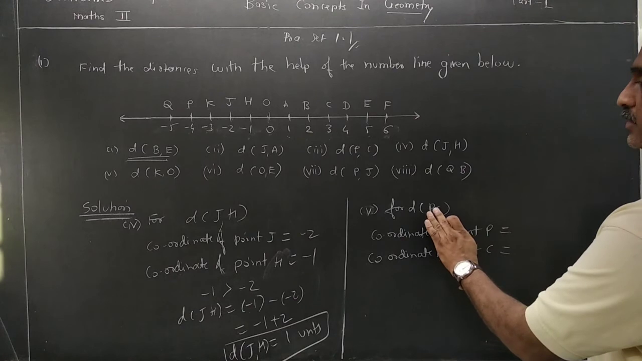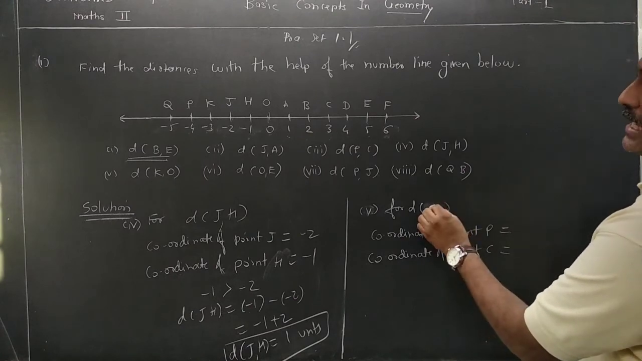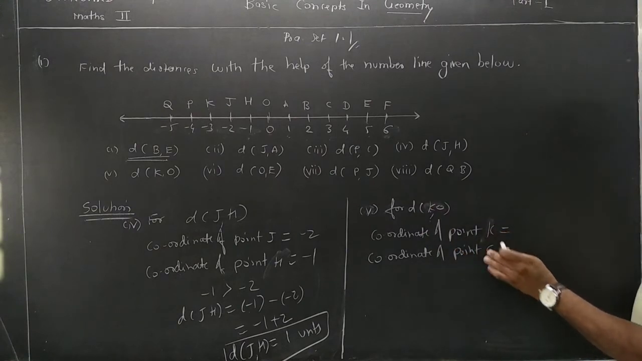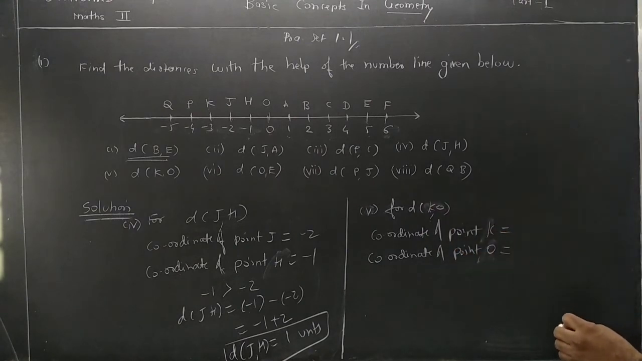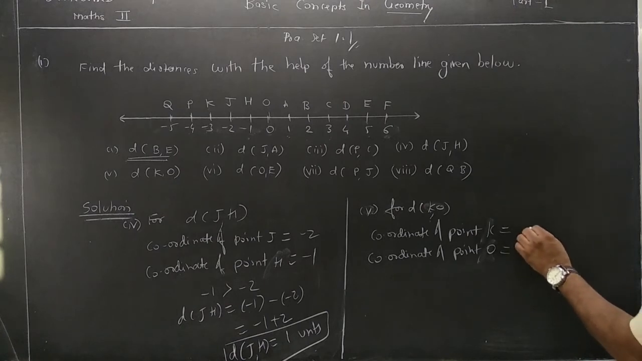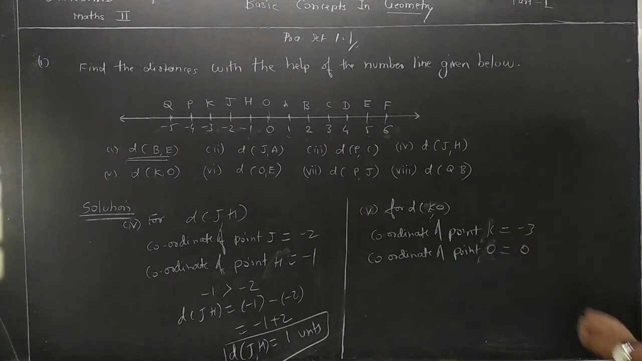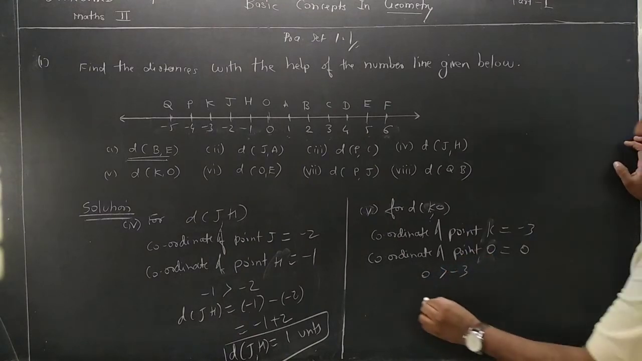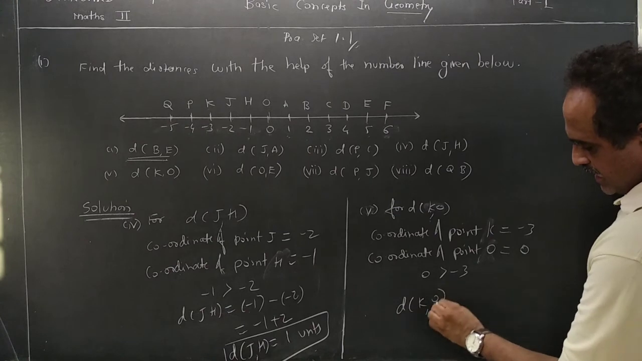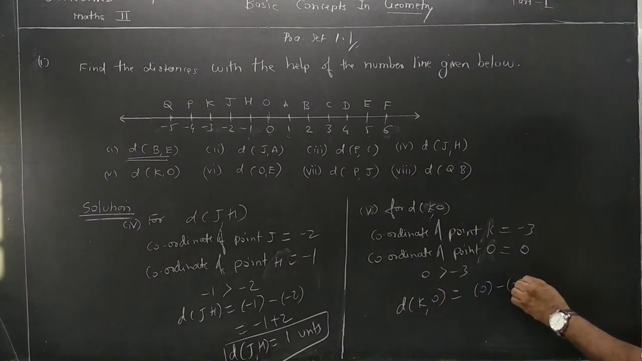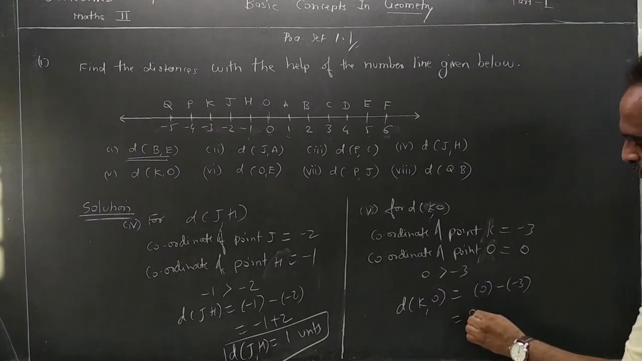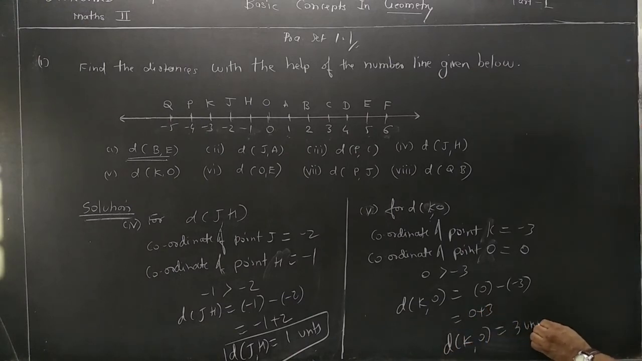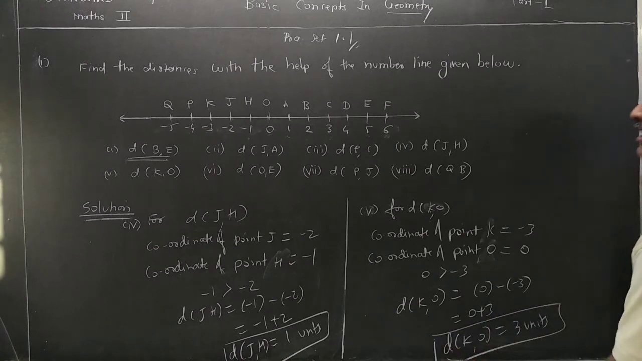Now we are going for question number 5, that is KO. What is the coordinate of point K and what is the coordinate of point O? K is minus 3, O is 0. If you compare, 0 is greater than minus 3. So distance KO is 0 minus minus 3, that is equal to 0 plus 3. And distance KO is equal to 3 units.